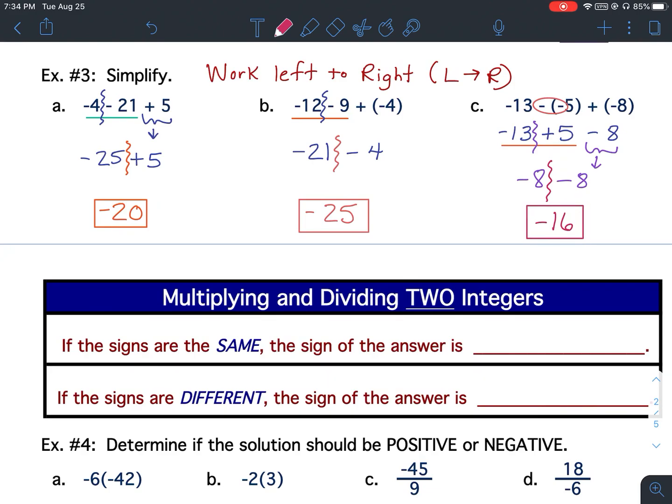If you have any questions on example 3 or any questions on adding and subtracting integers, please let me know. Remember, if the signs are the same, add and keep the sign. If the signs are different, subtract and keep the sign of the larger number. And remember, don't think addition and subtraction, but think positive and negative. If you have any questions, let me know.